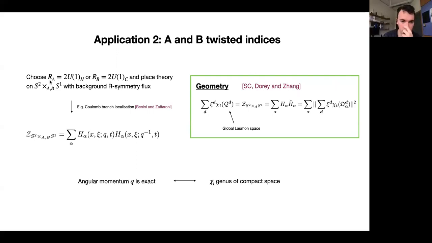No, you're right. Yeah, the A and B twisted index will compute the Hilbert series of your Higgs branch or the Coulomb branch, but it factorizes. Yeah, no, you're right, but this is a different space. So basically, the Hilbert series of, let's say, the A twisted index will coincide with the chi-T genus of the moduli space of vortices to the Higgs branch. Okay, that's what you mean. Okay, exactly, thank you.